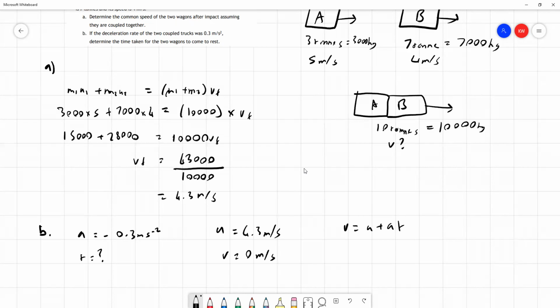And in particular, we want to rearrange it for t. So t is equal to (v minus u) divided by a. So v is 0, u is 4.3, a is minus 0.3. So if you divide minus 4.3 by minus 0.3, we're left with a positive number because a negative divided by a negative is positive. And that works out at 14.33 seconds. So it's just what we did back in learning outcome 2. We're just getting the information for this question from a linear momentum problem in part A, and that solves question 10 from the tutorial sheet.